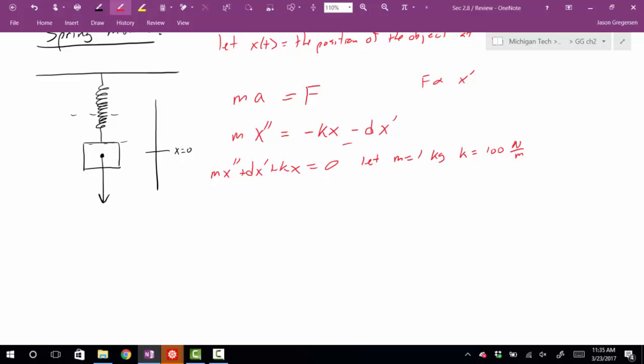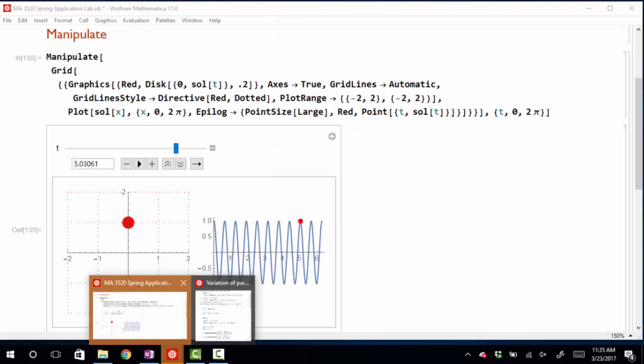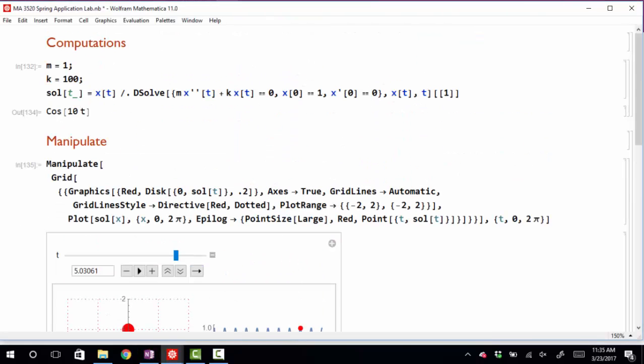All right, so now let's put another value in here. We have to have a value for d. Let's let d equal 1. If d is equal to 1, now what do I get? Well, now I get x double prime plus x prime plus 100x equals 0. We have a lot of extra time, so I could make you solve that by hand, but I'm not going to. It's not that bad, but let's just factor that into our model up here.